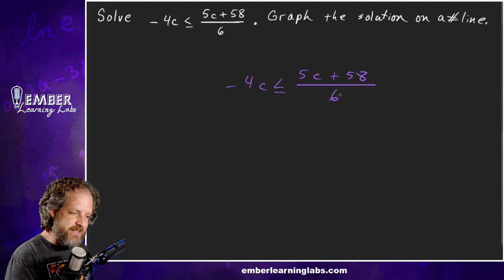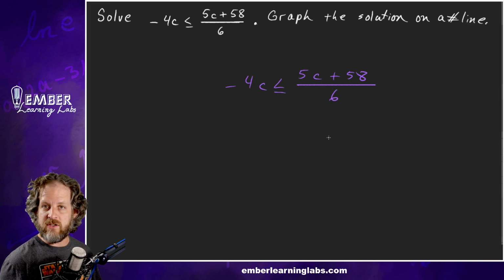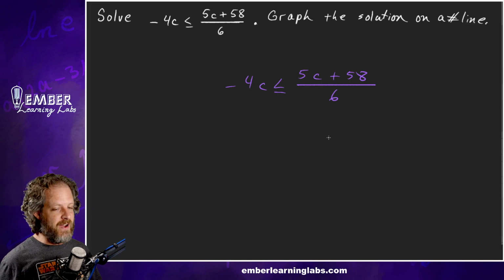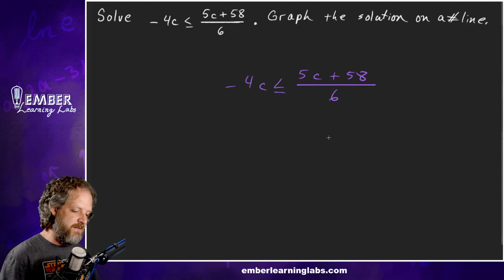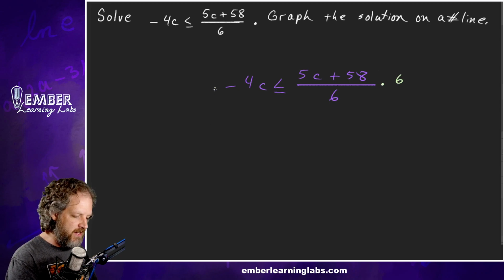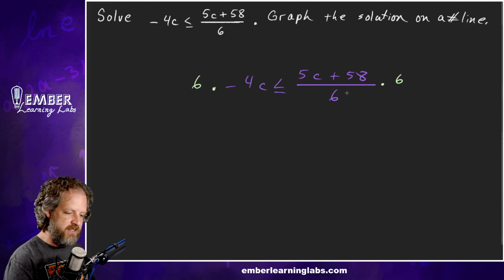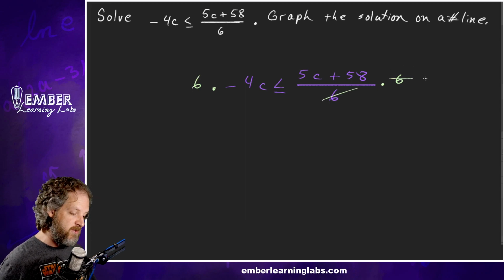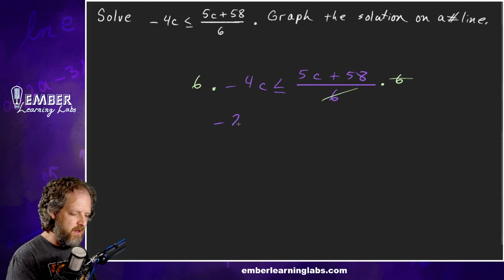So how is this 6 attached to all of this? Well, fractions are the same as division, right? So the inverse of dividing is multiplying. The opposite of division is multiplication, right? And so we're going to multiply 6 on both sides. So times 6 and times 6. These ones cancel. And then 6 times negative 4c is, in fact, negative 24c. We still have less than or equal to.